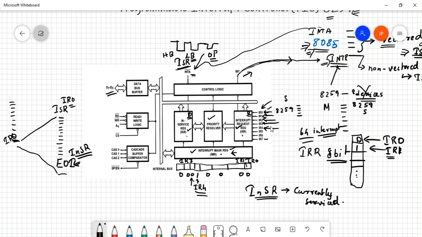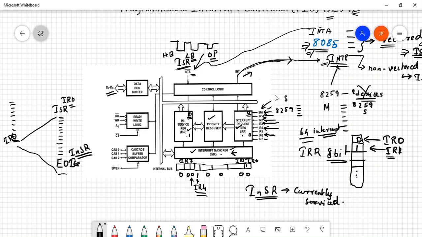Now let's say we'll take another case where IR6 is being currently serviced, right? IR6 occurred. It checked all the 3 checks. The priority resolver approved it and it gives the interrupt to the 8085, it gets the acknowledgement signal, and finally what happens, this bit was 1, this becomes 0 now, and the corresponding bit in the in-service register becomes 1, right, which means that IR6 is being currently serviced.